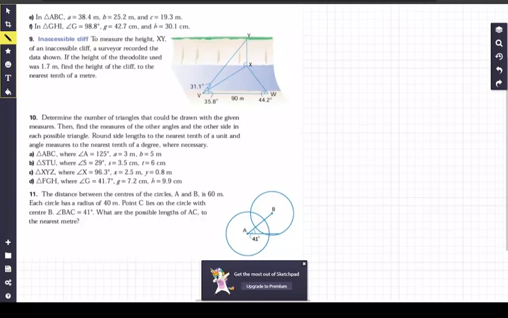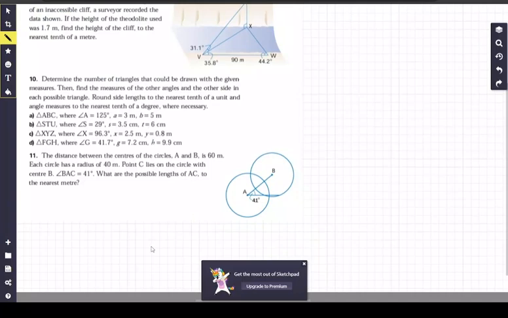The distance between the centers of the circles A and B is 60 meters. So AB is 60 meters. Each circle has a radius of 40. Point C lies on the circle with center B.